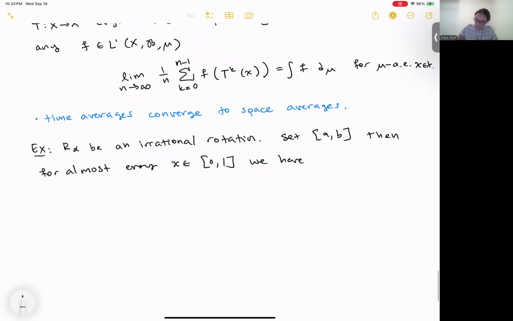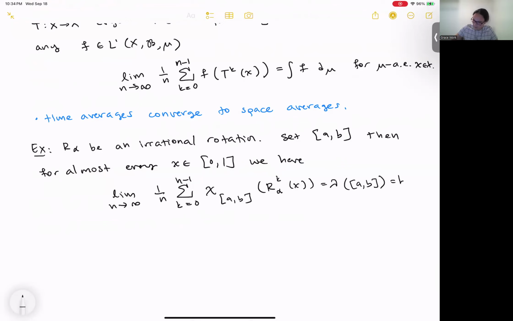we have the limit as n approaches infinity of 1 over n, sum k goes from 0 to n minus 1 of the characteristic function of our interval and the rotation, is equal to the measure of our interval, which is just b minus a. Okay.